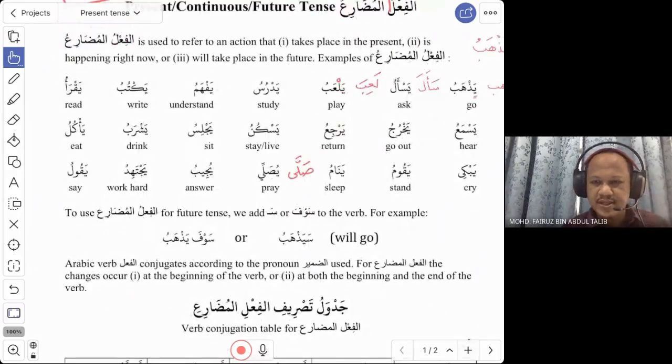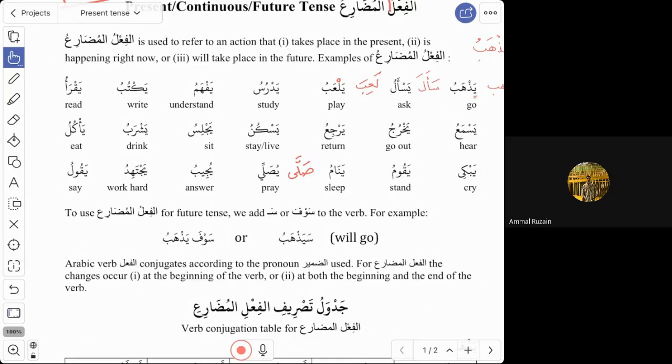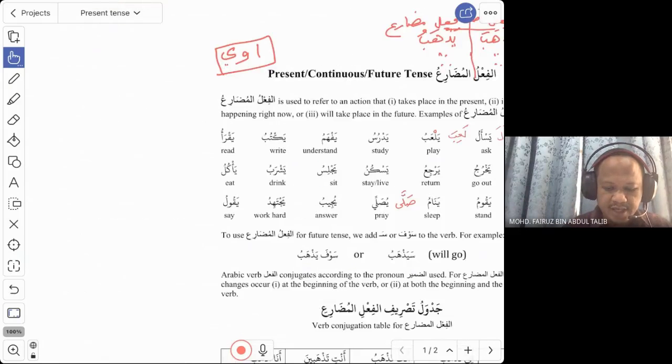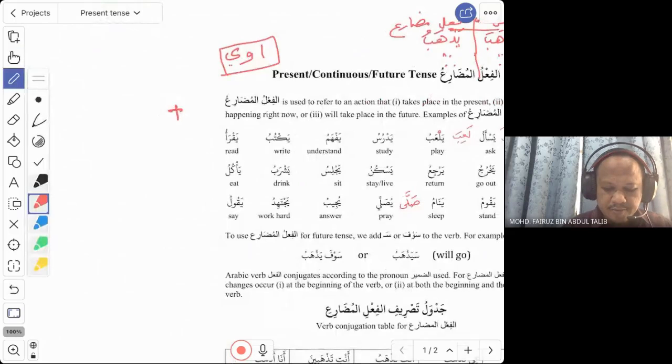So now you understand what is fi'il mudari. You want to change it to the present tense, you use fi'il mudari. And how do you do it? What do you add to the word? What do you add to the fi'il? Ya. Yes, thank you. So first, remember you add ya. You add one letter, which is ya.